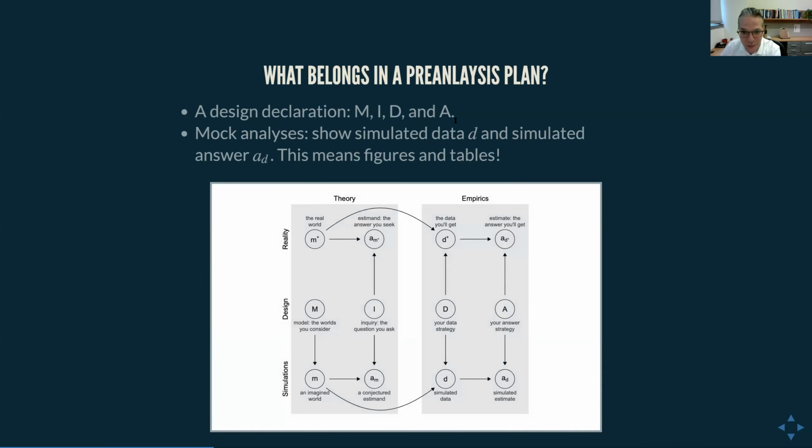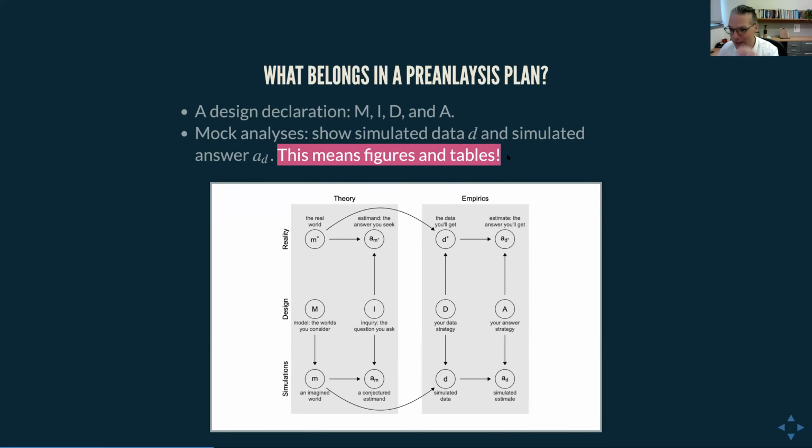What do I think belongs in a pre-analysis plan? I don't care about the template questions because what if I had a design declaration? I have all of the answers I need. I want MIDA. What do I really, really want? Well, how much do I want A? I want to see mock analyses. I want to see one A sub D based on one imagined world. Just give me exactly what you're going to do on one draw of the simulated data. That means making figures and tables on the basis of fake data.